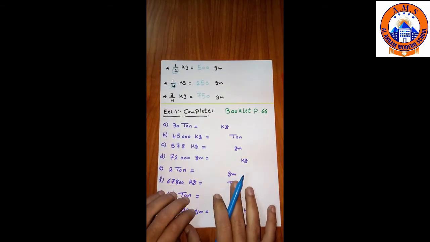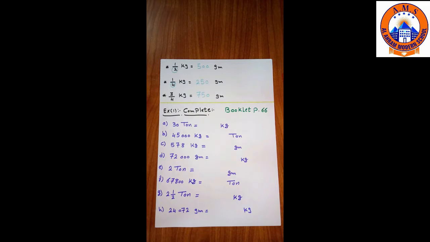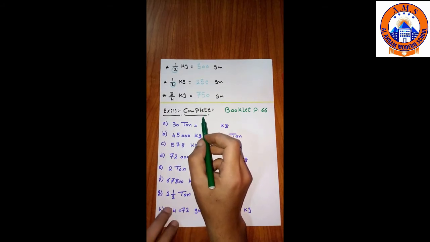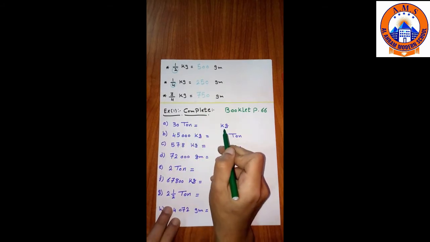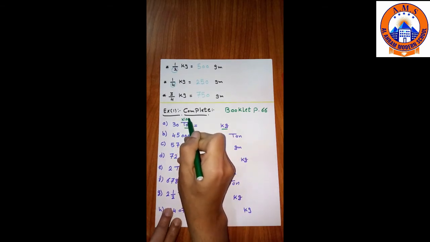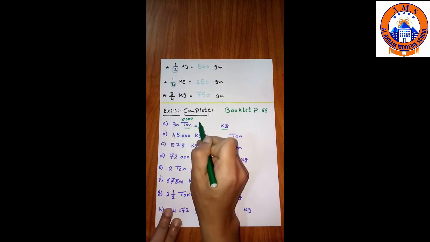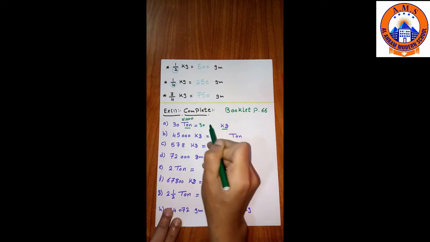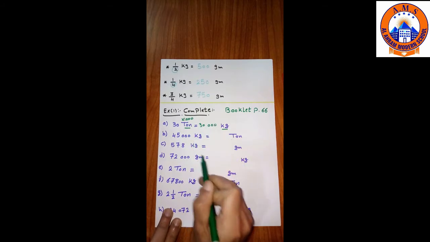Okay, we're going to solve the exercise in the booklet on page 66. It says exercise number 1, complete: 30 tons equal how many kilograms? From ton into kilogram, we multiply by 1000. So 30 by 1000, I put 30 and another 3 zeros, so it equals 30,000.